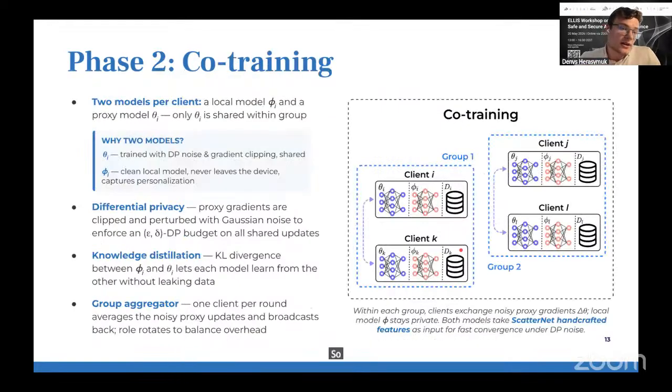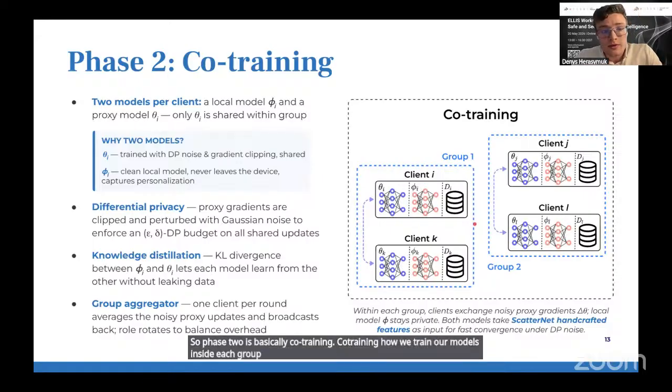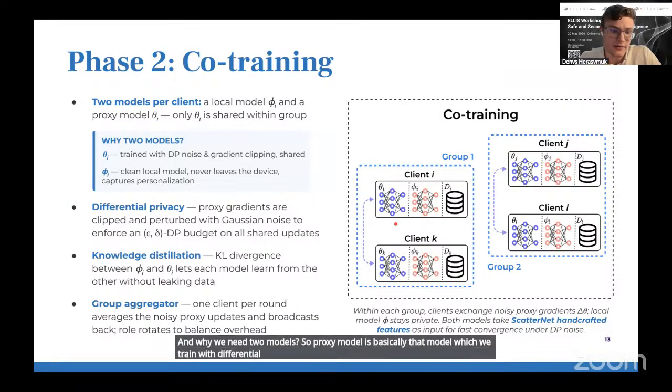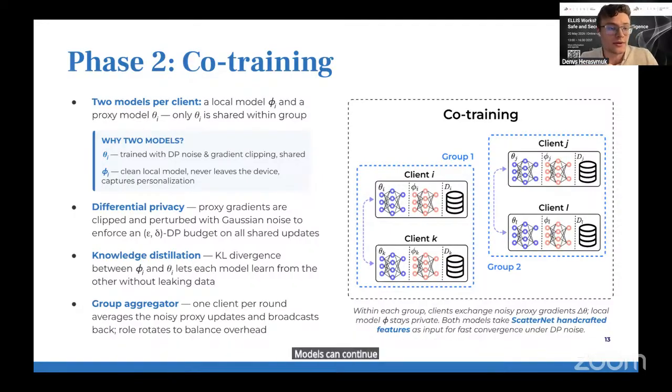So phase 2 is basically co-training. It's how we train our models inside each group. One important note here is that for each client, we have two models, one proxy model and another local model. Why do we need two models? The proxy model is the model which we train with differential privacy noise and gradient clipping. We use this model to share our gradients with other clients. After that, these gradients are aggregated and models can continue their training.